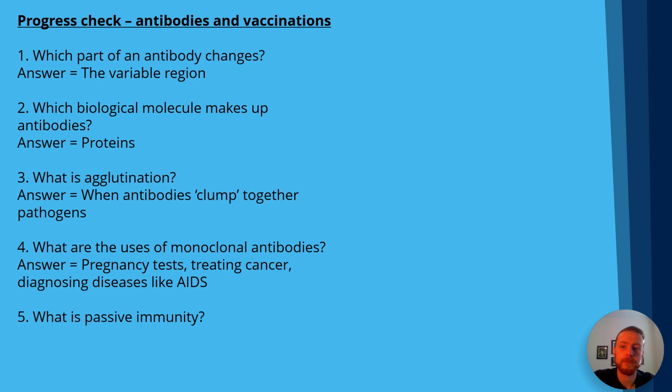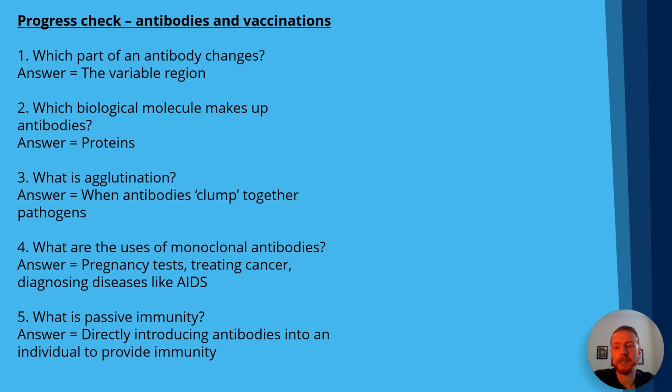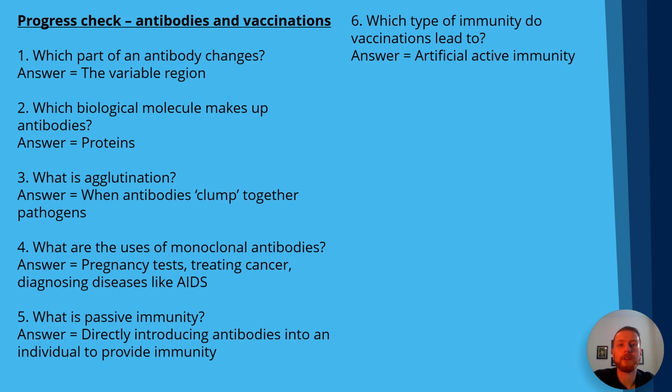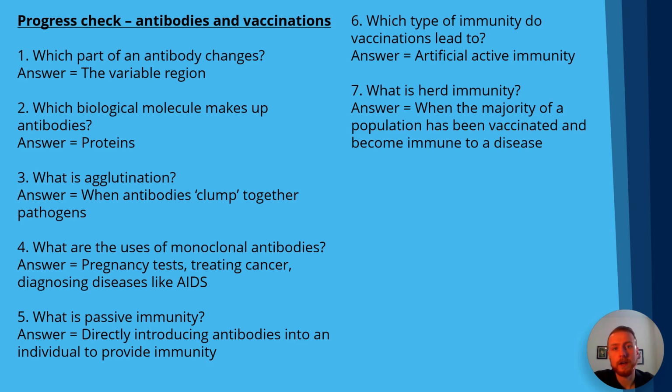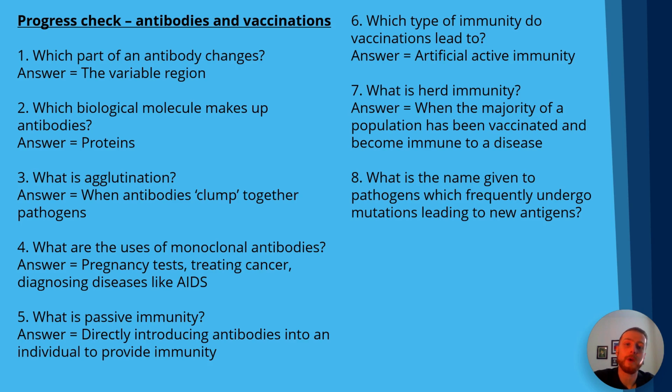What is passive immunity? The answer, directly introducing antibodies into an individual. Number 6, which type of immunity do vaccinations lead to? The answer is artificial active immunity if you're given the pathogen, but if you're just given the antibody, then it's artificial passive immunity. Question 7, what is herd immunity? The answer is when the majority of a population has been vaccinated and become immune to a disease. Question 8, what is the name given to pathogens which frequently undergo mutations leading to new antigens? The answer, antigenic variability.